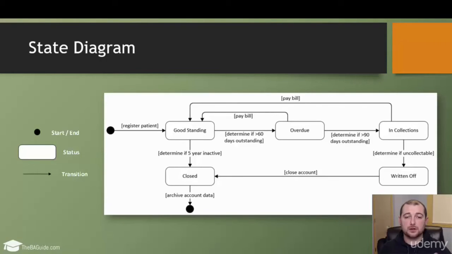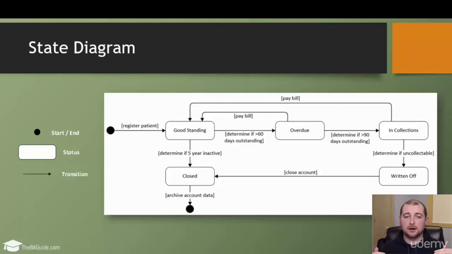The state diagram goes through and helps you to understand the states of certain records and what they mean. So this particular one is working through the process of intaking a patient and what their standing is based on their level of payments. The first thing you're doing is starting at the black dot on the left-hand side, and you're registering the patient. So then they're in good standing, right? You first register them, they're in good standing. They haven't done anything wrong at that point.